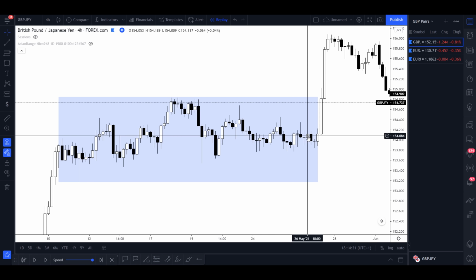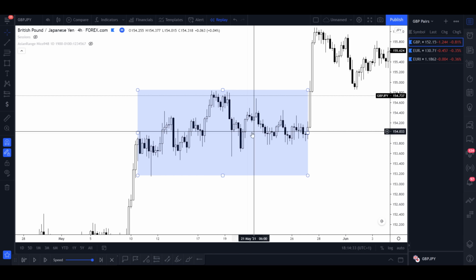The sellers got stopped out. We know the sellers got stopped out, but all that's left is the buyers.